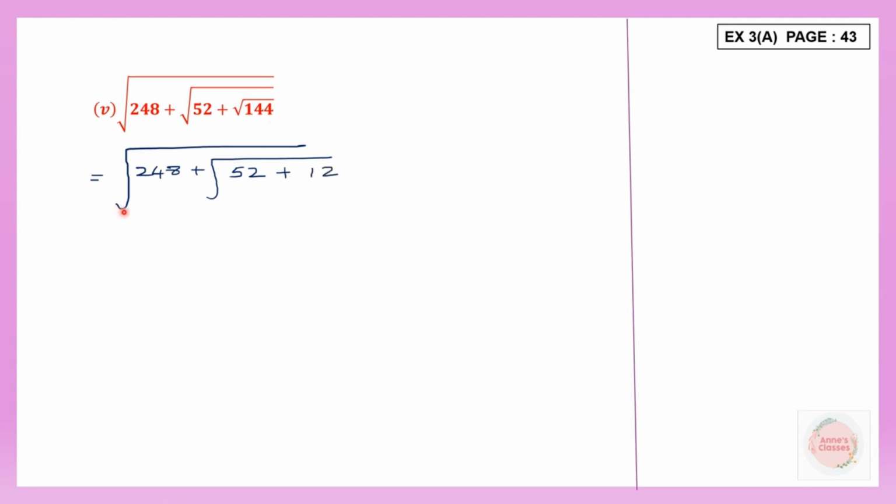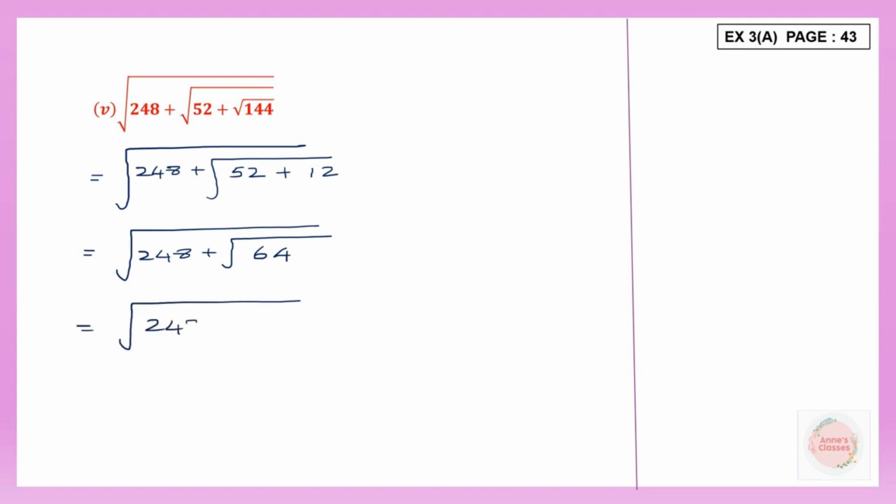Now we have only 2 left and now we have to work out this. So let's work that out. So here we have the square root of 248 plus the square root of 52 plus 12 is 64. So we have to find the square root of 64 now. So in the next step, we have 248 plus the square root of 64. The square root of 64 is 8 because 8 8s are 64. So this is 8. Now we have to add this up.